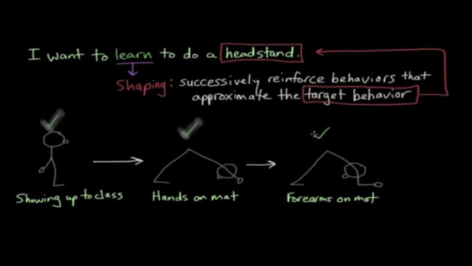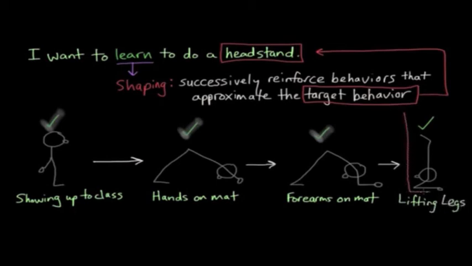So eventually the forearms on the mat are no longer going to be reinforced, and we'll say you want to reinforce lifting your legs up in the air, which will lead to the headstand. And so this is the behavior we want to reinforce. So lifting legs. And this is actually the target behavior. But as you can see, this guy didn't just show up to class and perform the headstand. They had to gradually or successively learn to perform the target behavior.